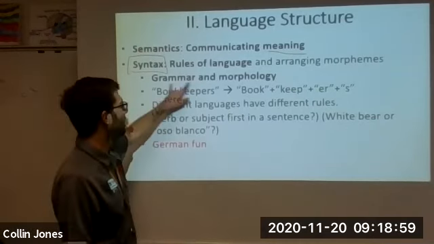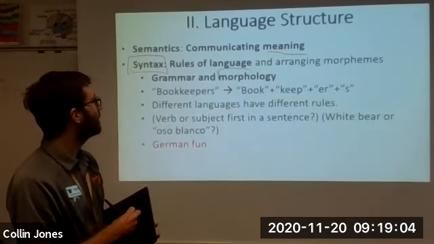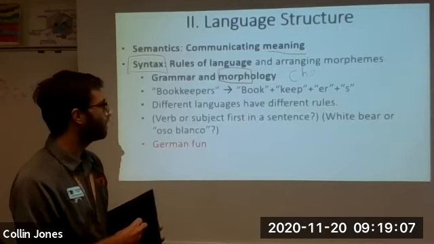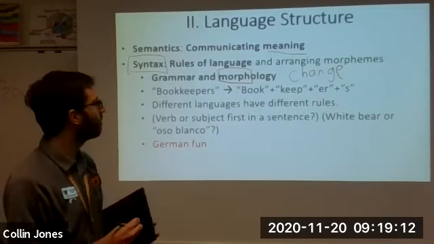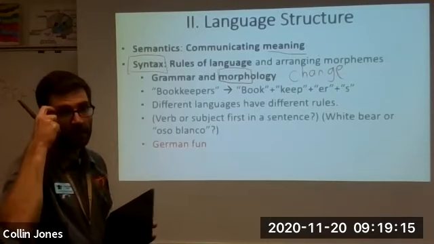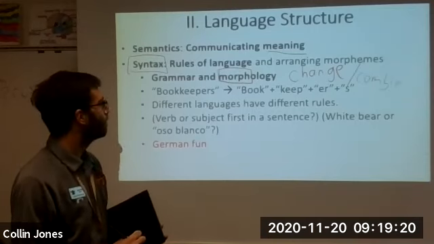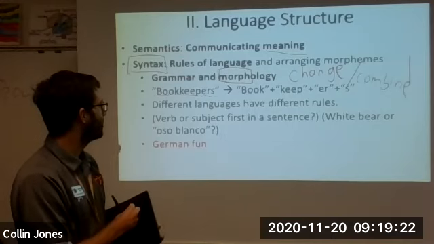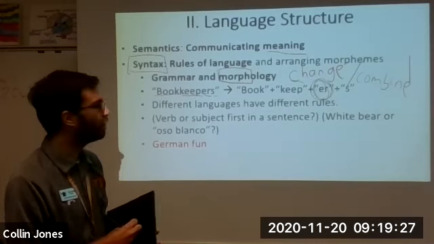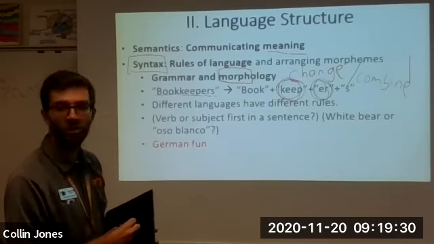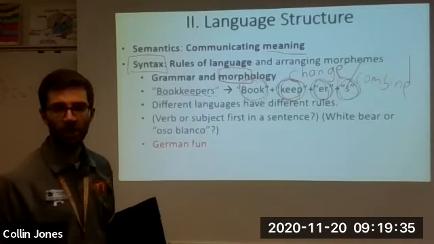So we call this grammar, and this is a fun word, morphology. How we combine morphemes. Morph, to change. So how we change and combine different terms. The word bookkeepers is a combination of 4 different morphemes. It's ER, it's the person who is in charge of these objects. Oh, and we have several of them.